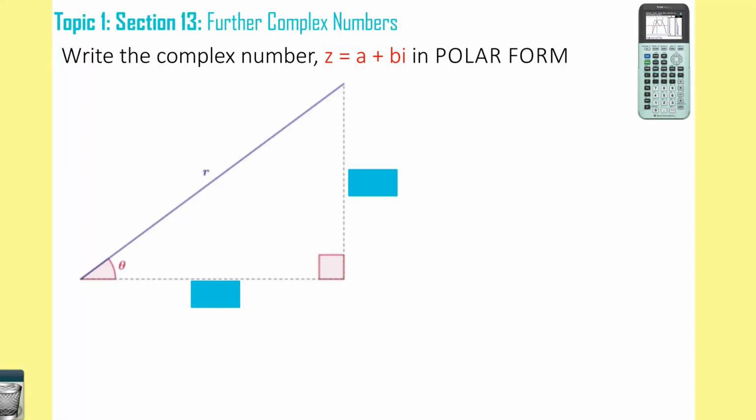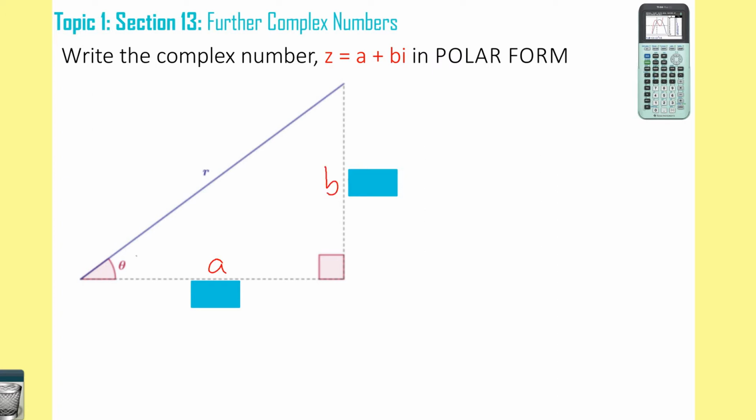Hello. Today is topic 1, section 13, further complex numbers. Okay, so write the complex number in polar form. Last lesson we learned a plus bi. We can graph that because a is our real number and b is our imaginary number.